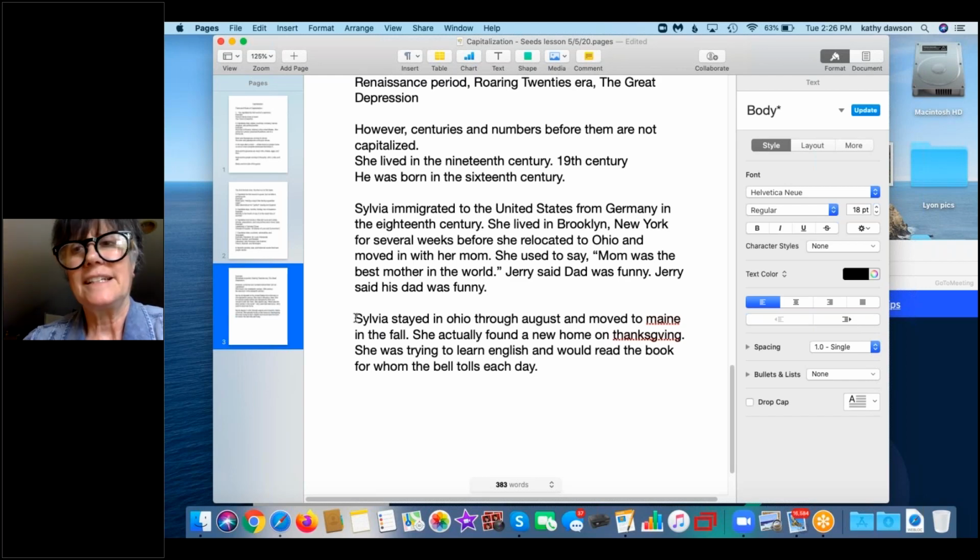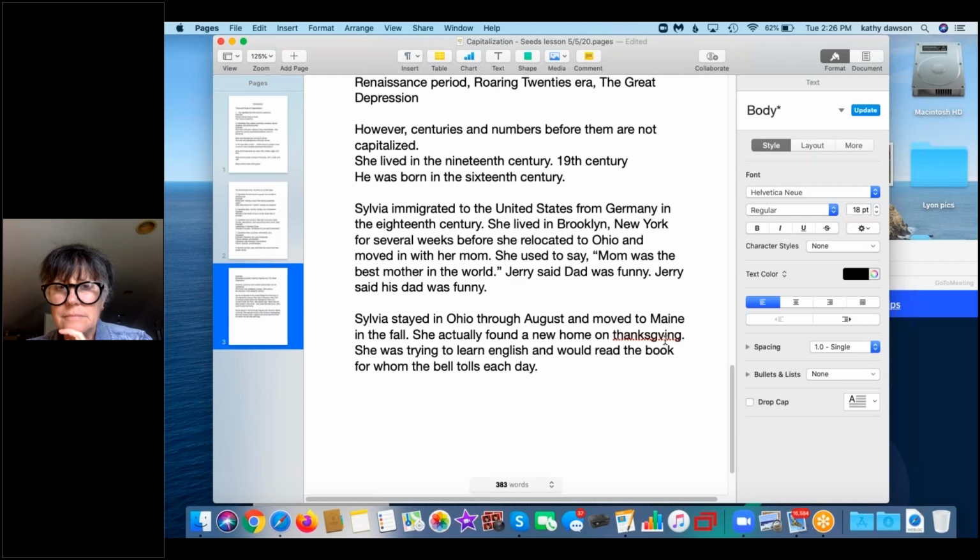Oh, you want me to read it? Yes, that'd be great. Sylvia stayed in Ohio through August and moved to Maine in the fall. So what needs to be capitalized there? Ohio. Yep. August. Yep. Maine. Very good. That's it. You don't capitalize fall because it's a season. Exactly. Very good. Thank you.